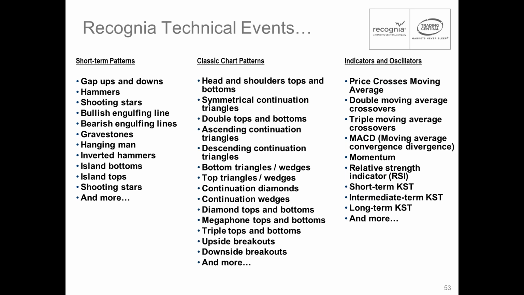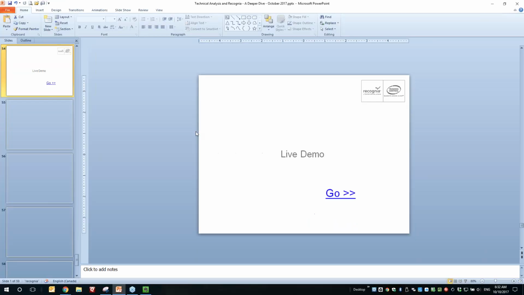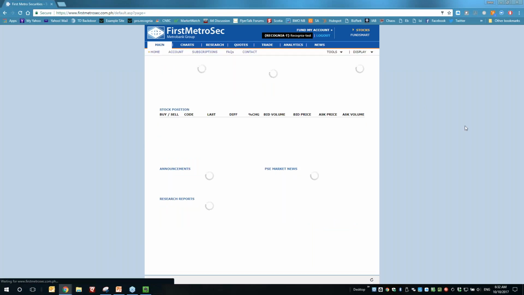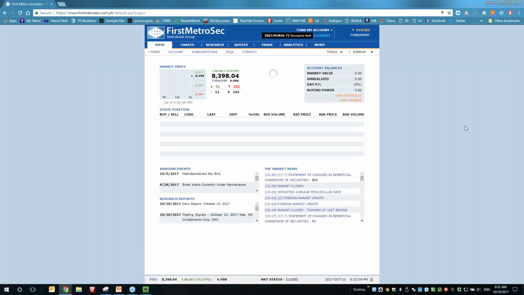So what I'd like to do now is turn to a bit of a live demo. I'm going to shift from my PowerPoint presentation and go to a live demonstration on the First Metro site. I'm just going to close my PowerPoint here and go to the First Metro site. The first thing I'll do is show you where we can find Recognia.